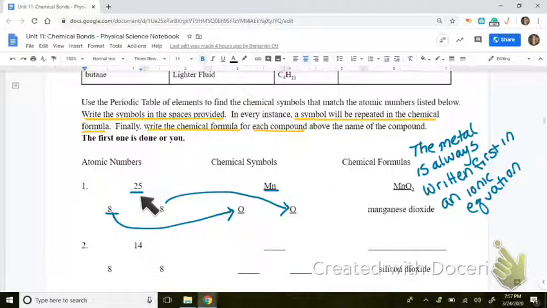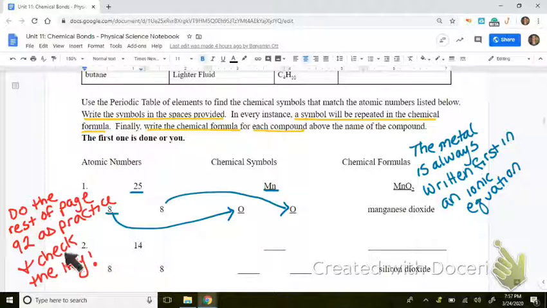Go ahead and give it a shot. Again, use your atomic numbers to help you identify what you have here. You've also got some help with some of the names going on over here, and you can certainly work backwards. So the rest of this we would like for you to do on your own, and then go ahead and check the key as you're done. So the rest of page 92 is practice, and then check the key.